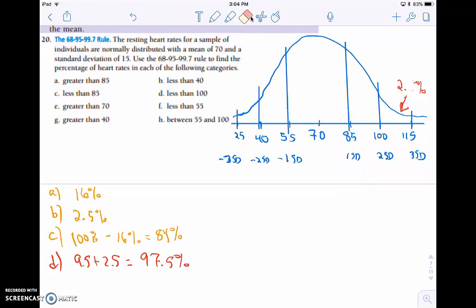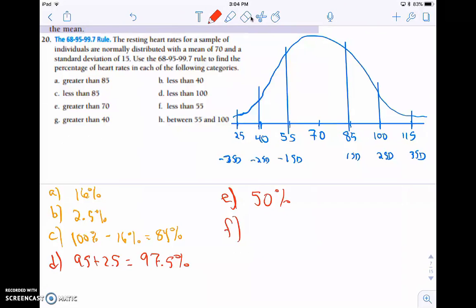So let's delete these out. Hopefully this is making sense as we try and go over several examples. So E, greater than 70. Now 70 is the mean, so it's right in the middle. So anything greater than the mean is going to be 50%. 50% above the mean, 50% below the mean.